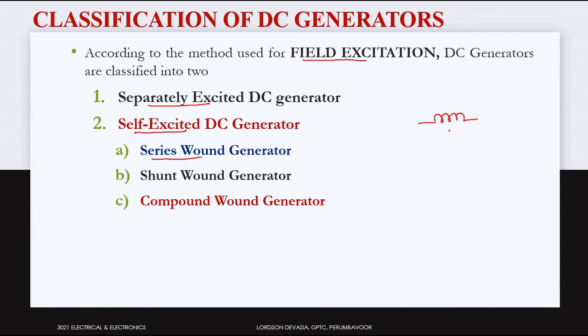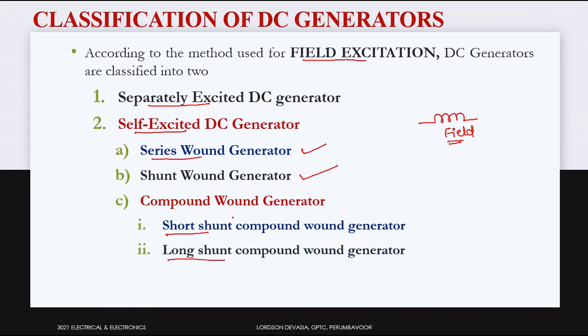And we have two windings, one is field winding and the other one is armature winding. If the field winding is connected in series with the armature, it is known as series wound generator. If the field winding is connected in parallel with the armature, it is known as shunt wound generator. And the compound generator consists of two sets of windings, series field and shunt field winding. And depending on the connections, there are two different types: one is short shunt and the other one is long shunt.